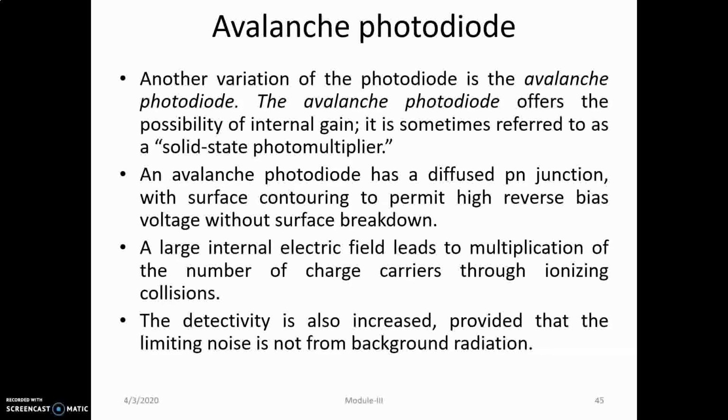An avalanche photodiode has a diffused p-n junction, nothing but p type and n type semiconductors combined together, with surface contouring to permit high reverse bias voltage without surface breakdown. There is no surface breakdown, but there exist p-n junctions. So a large internal electric field leads to multiplication of the number of charge carriers through ionizing collision. This is basically the collision of charge carriers, forming an ionizing collision. The detectivity is also increased, provided that the limiting noise is not from background radiations.